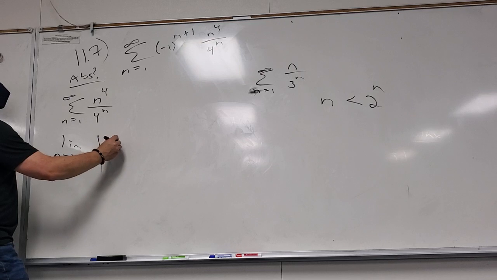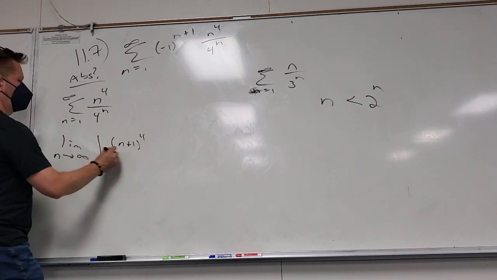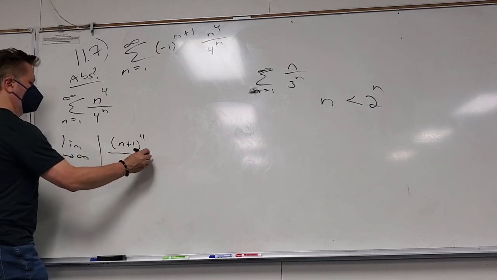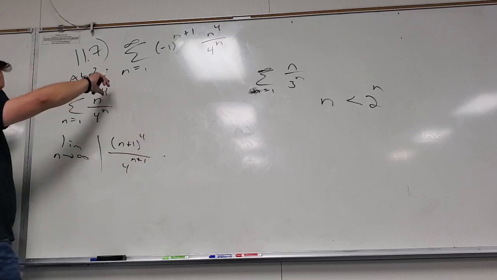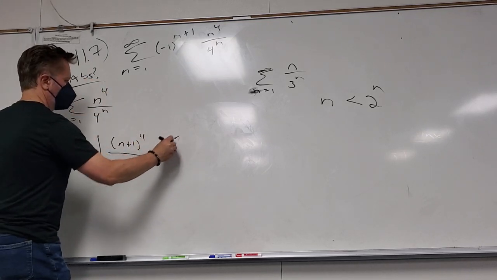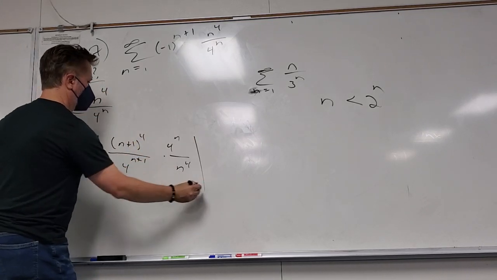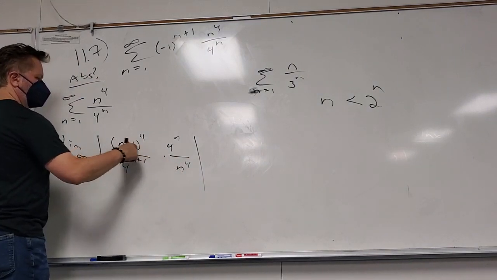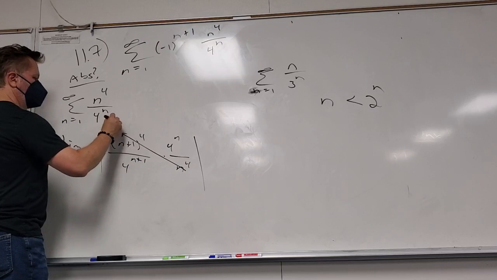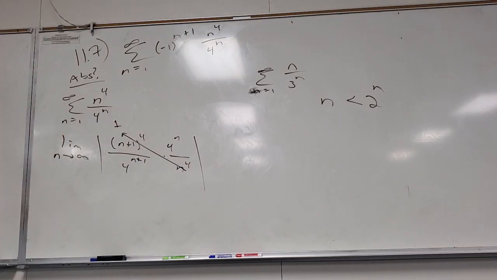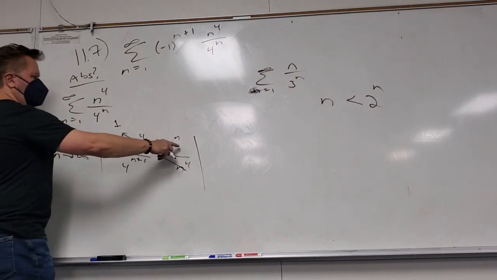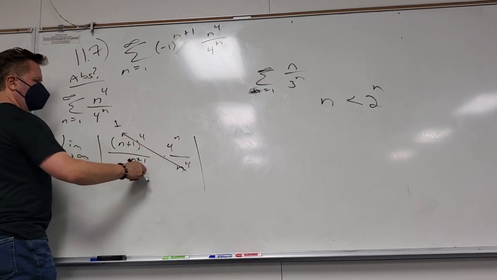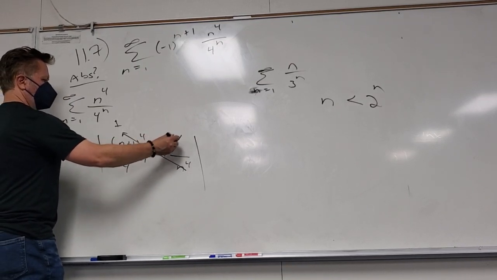Let me catch up to you guys. We have (3n plus 1) to the fourth over 4 to the n plus 1, times the reciprocal. What's this limit here? 1. Is everybody cool with that? You just pick out the parts. And of course, what happens here? How many 4s cancel? 4 to the n cancels, n of them cancel.